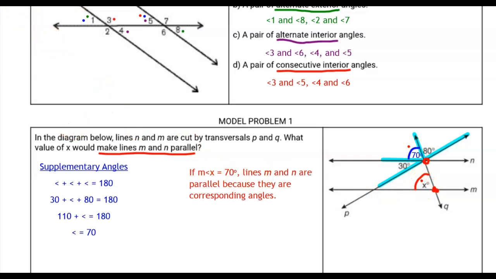So it looks like we've answered our question here. What value of x is the value that they're looking for? It would be the measure of angle x is equal to 70. Oh, I don't need a degree symbol because I'm using m. All right, got rid of that. Perfect. So that was the first model problem.